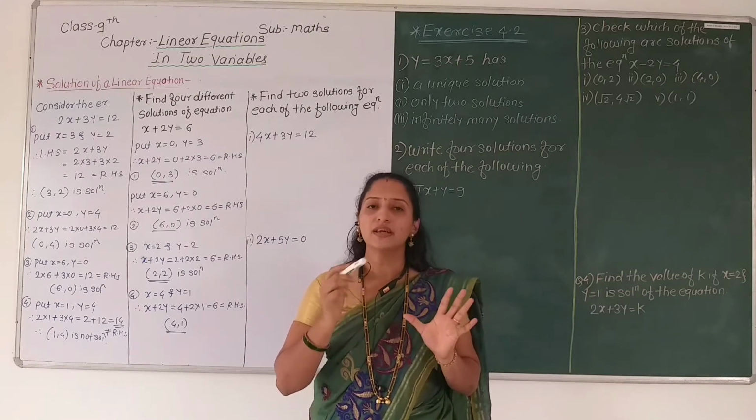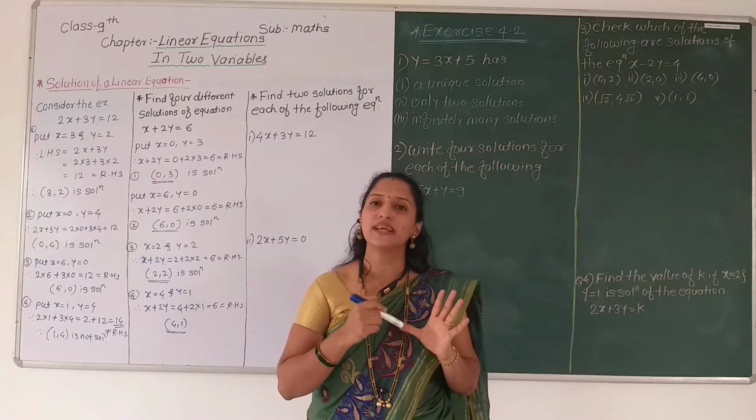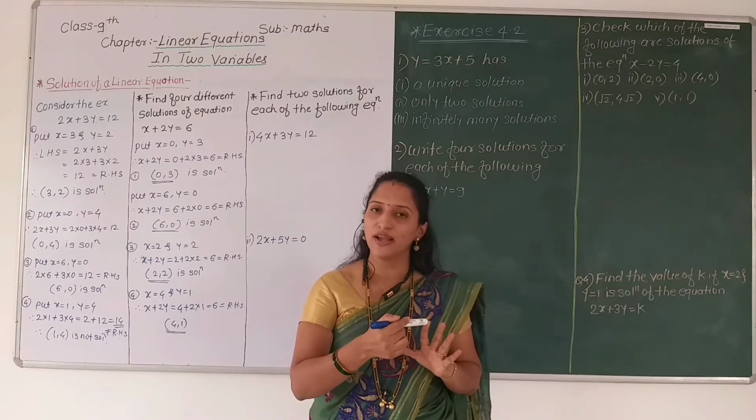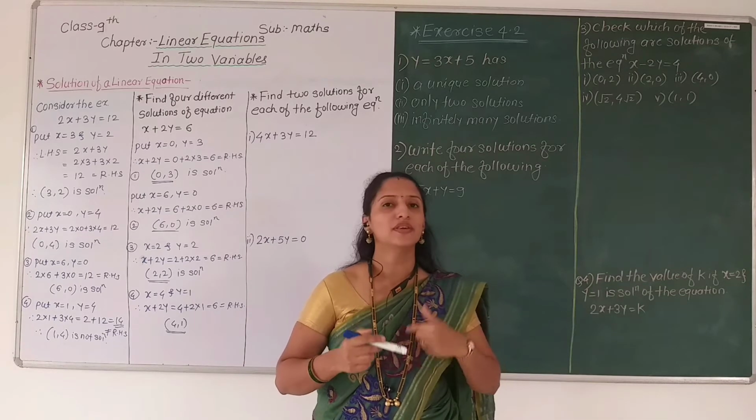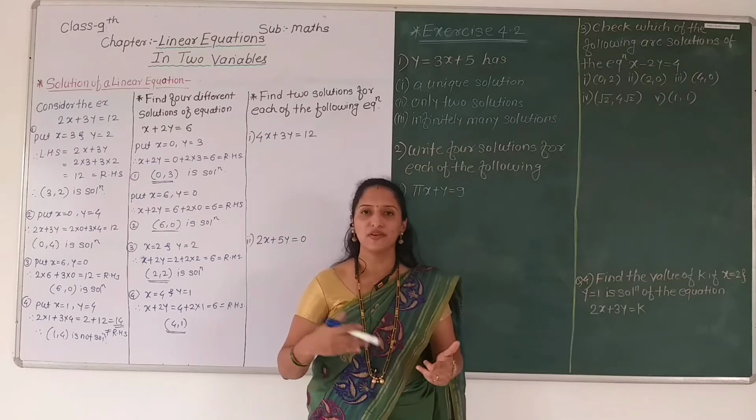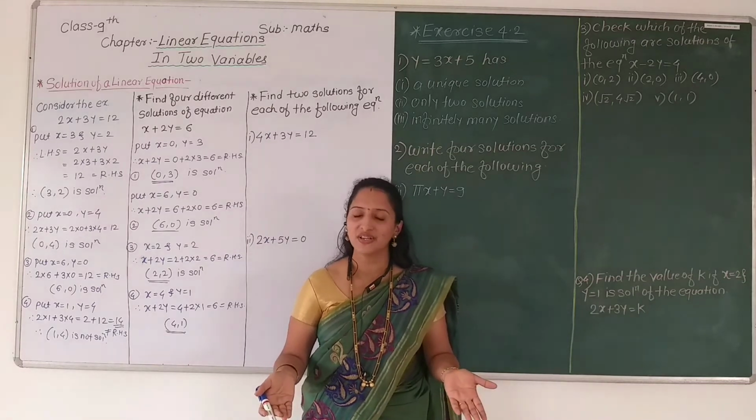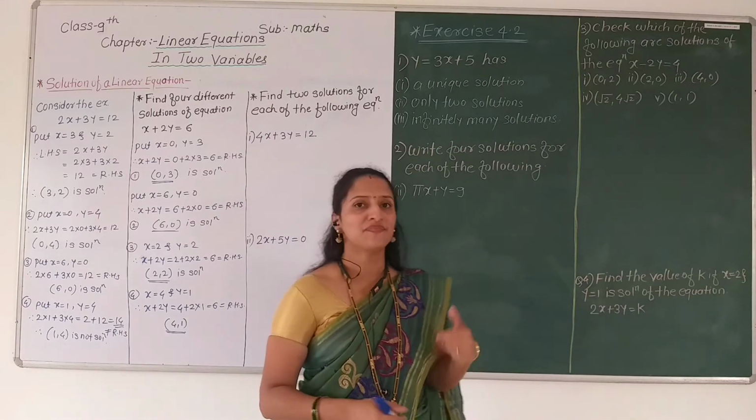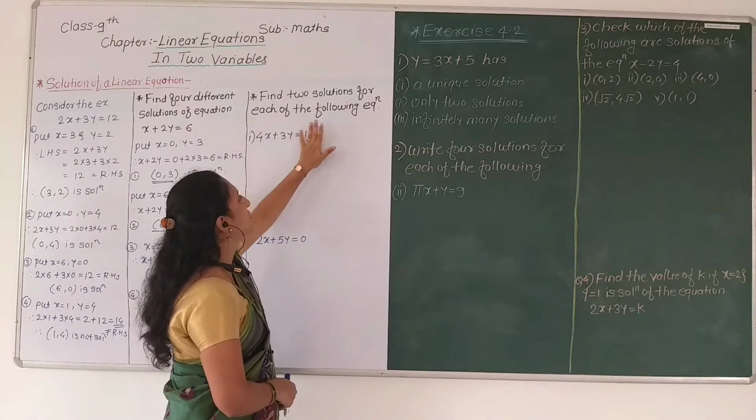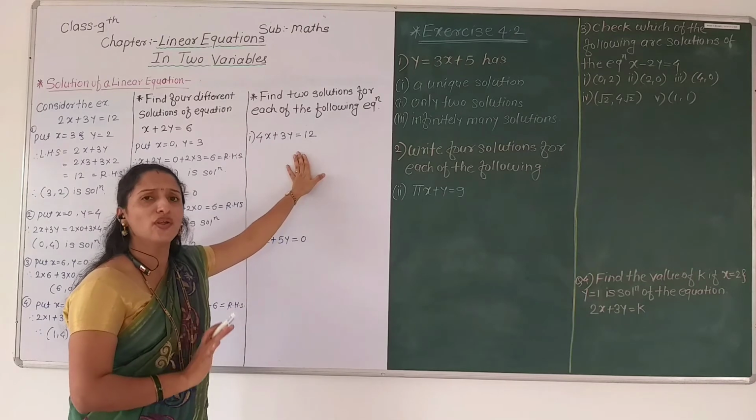I repeat again: x is equal to 0. Substitute x equal to 0 in the equation and find the corresponding value of y. You get one solution. After that, put y equal to 0 and find the corresponding value of x. You get the second solution, right? So in this way we can find two solutions of the equation.